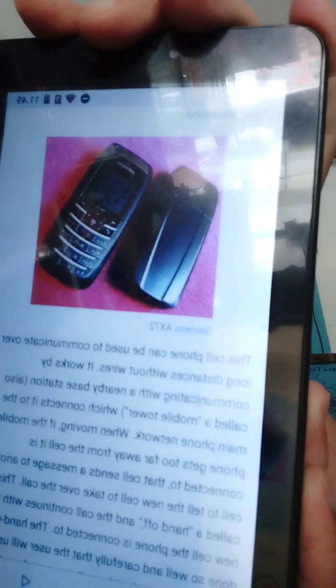Alright, so that's a smartphone. Now we move on to the next topic, which is about the mobile phone. A mobile phone, also known as a handphone, cell phone, or cellular telephone, is a small portable radio telephone. This is the picture. This is very old, very old.